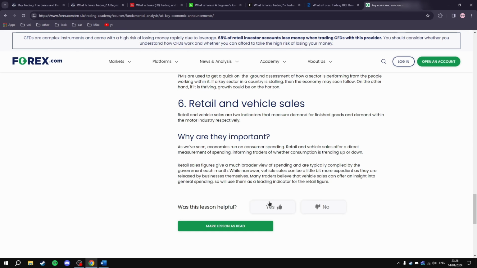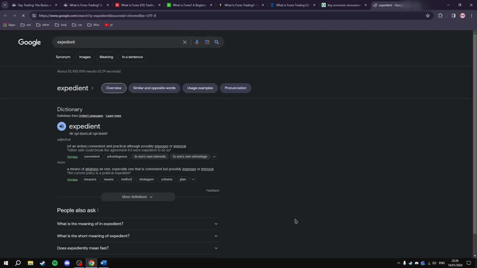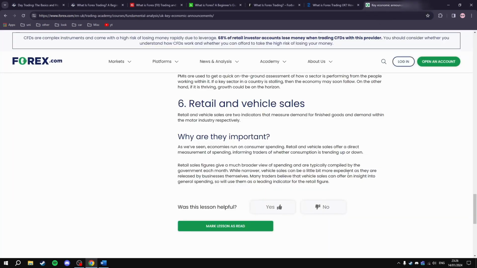While narrower, vehicles can be more expedient. What does expedient mean? Convenient and practical, although possibly improper or immoral. Convenient and practical, so it's more convenient.